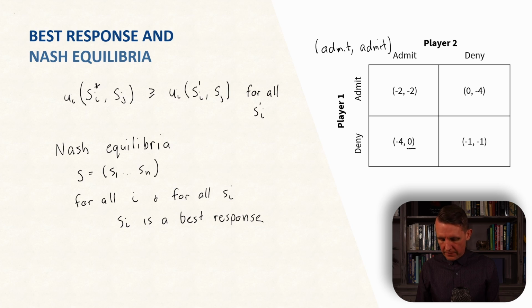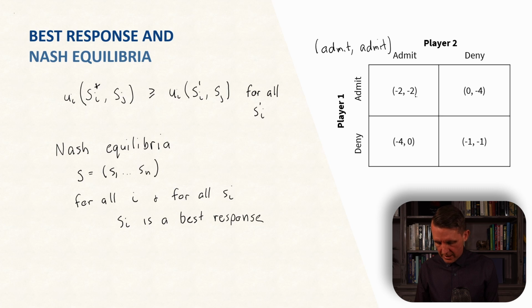Similarly, in this cell, this is the best response for player 2. By changing their action, they could only get worse, 1 year in prison instead of 0. But it's not the best response for player 1. They have an incentive to deviate by admitting because they can get 2 years fewer in jail.